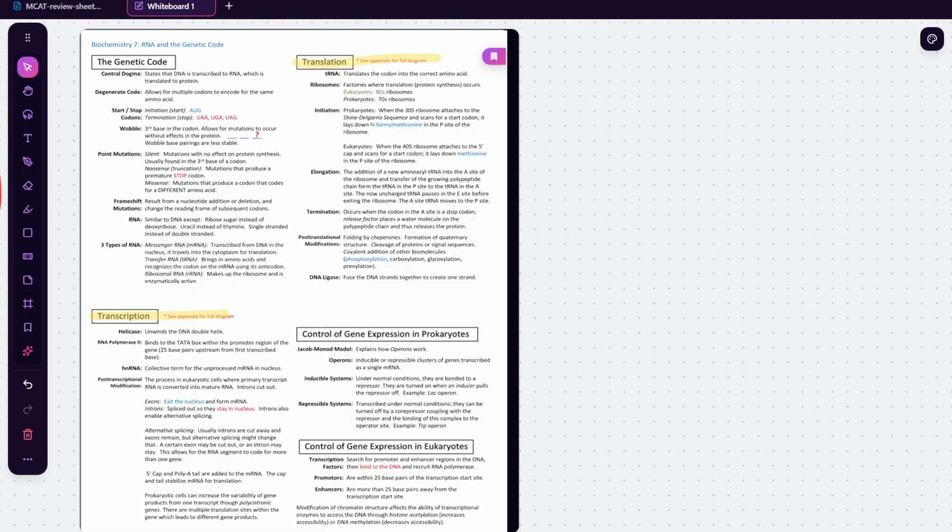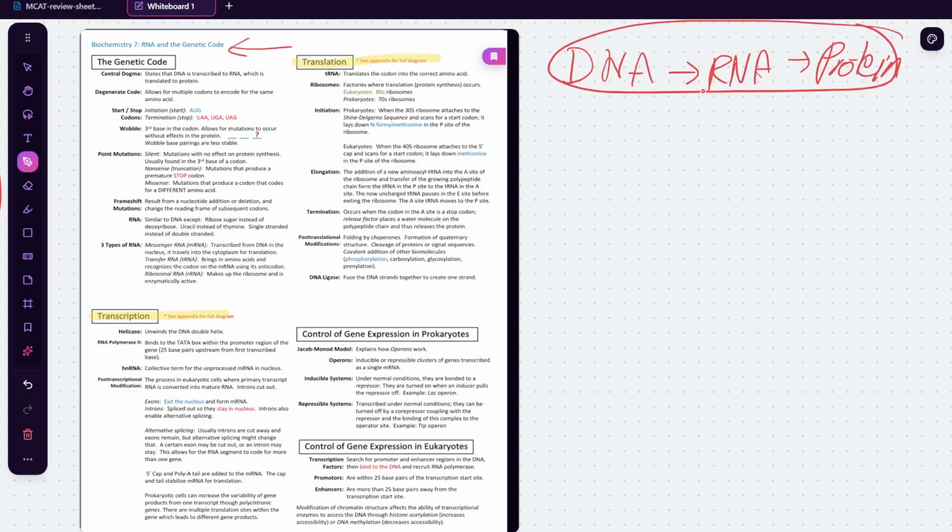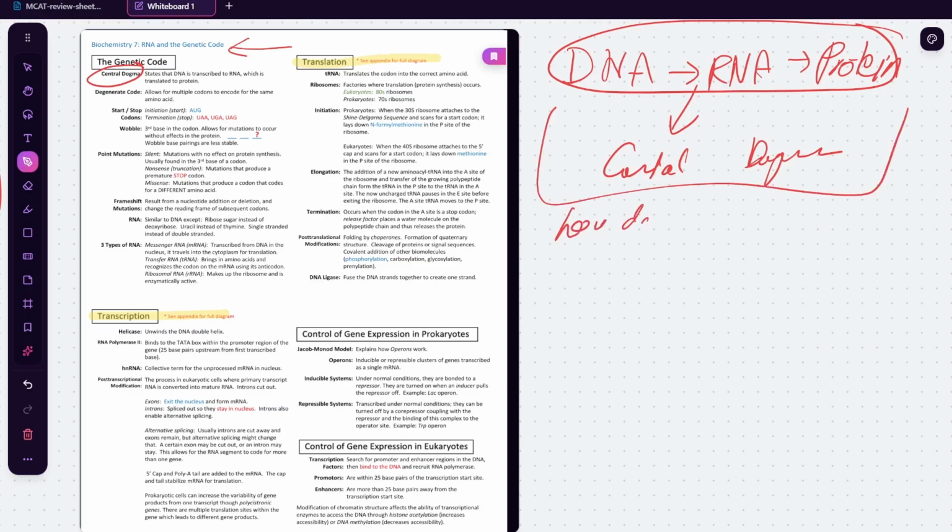Okay, so now we went over DNA, and now we're going to go over RNA, but more than that, the bigger picture of all of this, RNA and genetic code, is that DNA to RNA can make protein. And we'll see how the cell does that in a second, and we call this the central dogma. Central dogma states that DNA is transcribed to RNA, which can be translated to protein. In other words, it answers the question, how do our cells make protein?